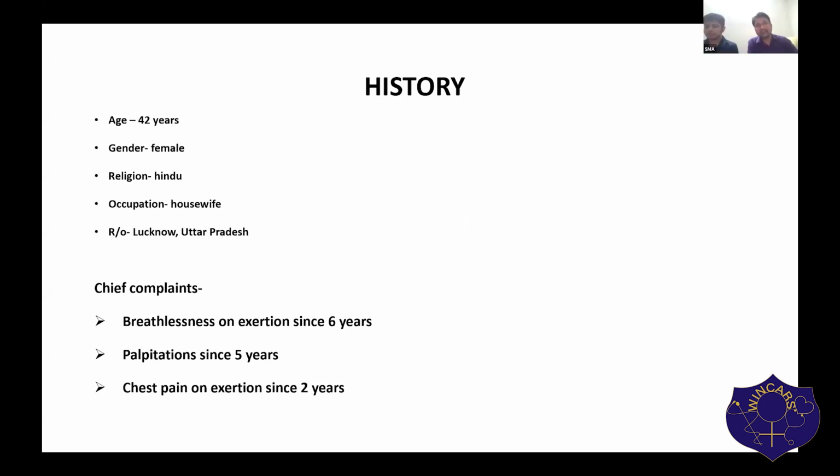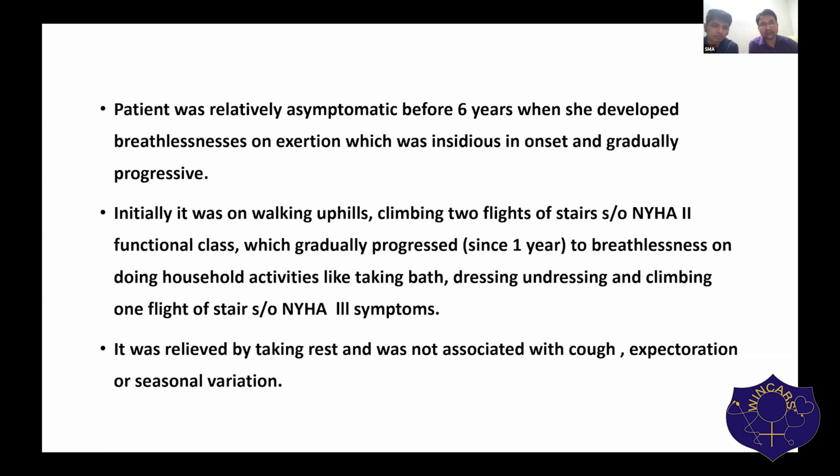Good evening, respected teachers. I'm presenting a case of a 42-year-old female patient. She was Hindu by religion, a housewife, and resides in Lucknow, Uttar Pradesh. She presented to us with chief complaints of breathlessness on exertion since 6 years, palpitations since 5 years, and chest pain on exertion since 2 years.